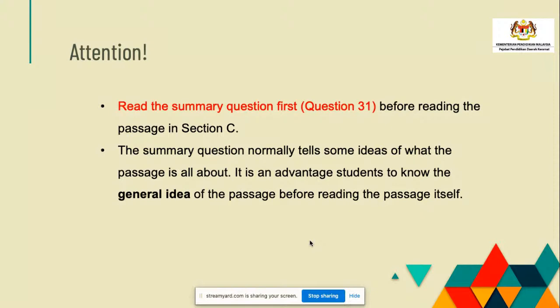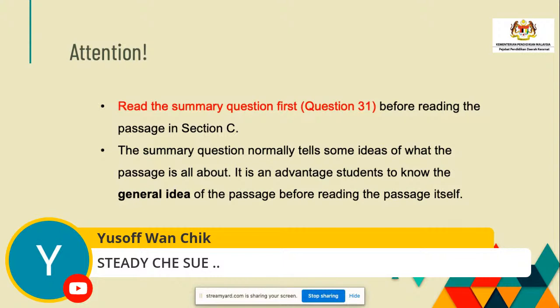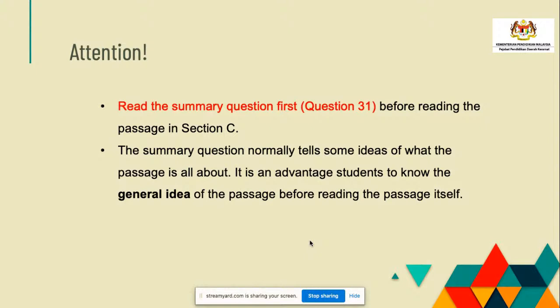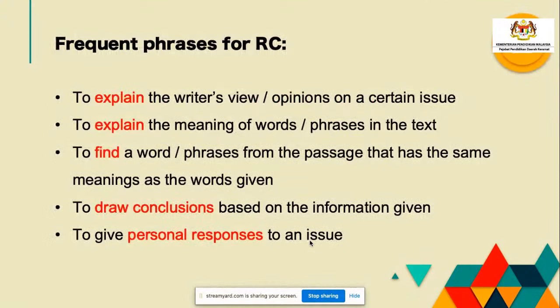Because the summary question is actually the general idea of the whole passage. So try that after this, okay? Read the summary question first, then only you read the passage. So you will focus more because you know what you're going to read about. Let's say when you read the passage, you are stuck. Okay, you go back to the summary question.